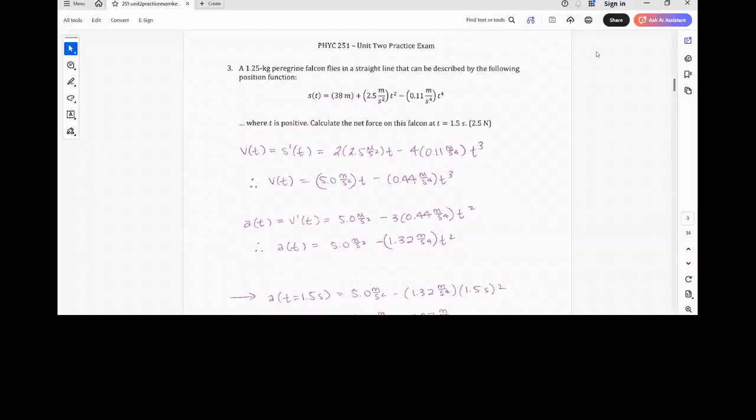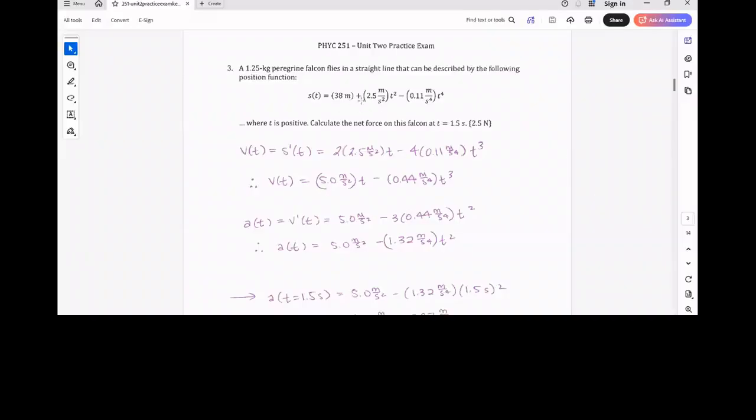Number 3, a 1.25 kilogram Peregrine Falcon flies in a straight line that can be described by the following position function. Where t is positive, calculate the net force on this falcon at t equals 1.5 seconds. Okay, this is very similar to a practice problem we had in the Unit 1 practice exam, where in that case we were just concerned with determining the falcon's position, velocity, and acceleration at a given time. This is a new function, so we've got to take 2 derivatives of this position function in order to get an acceleration function. So let's start there.